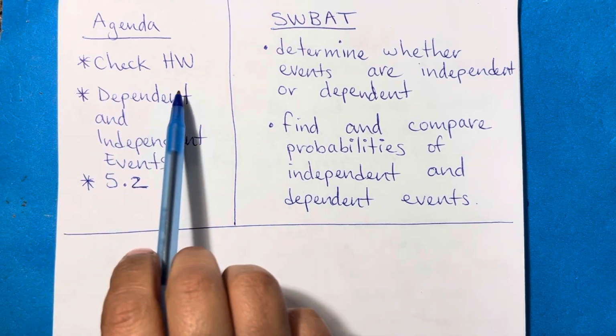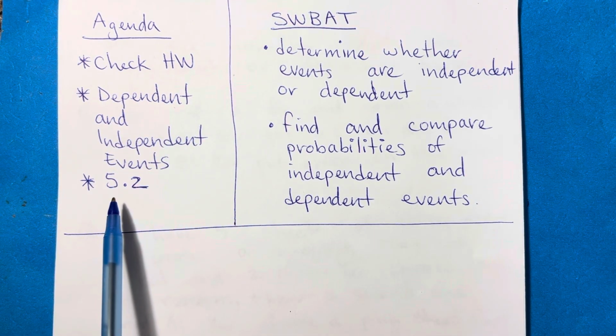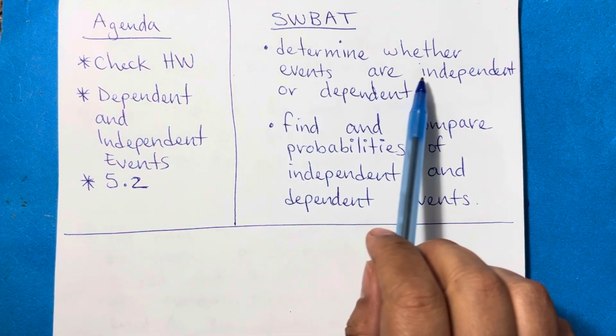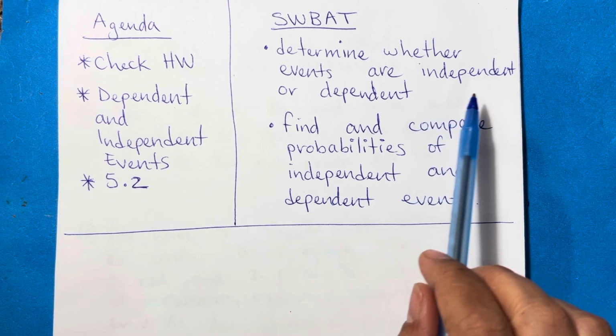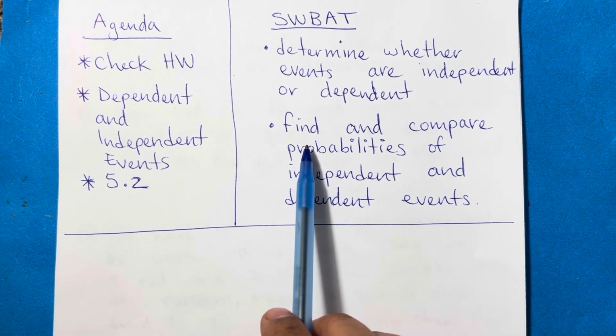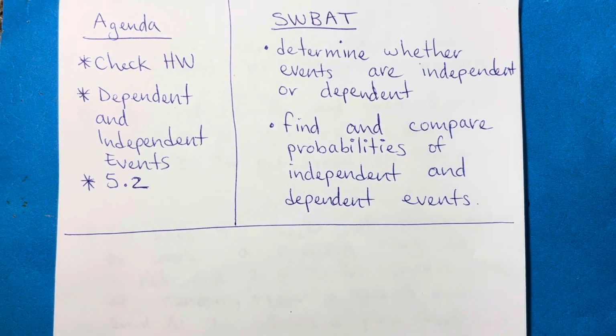Students, today's agenda is to check homework. We'll be learning about dependent and independent events, and you will be able to do 5.2. Today, students will be able to determine whether events are independent or dependent. And they will also be able to find and compare probabilities of independent and dependent events.